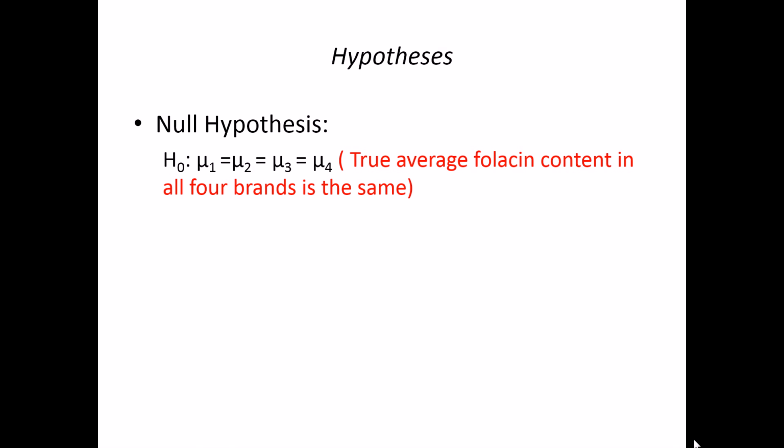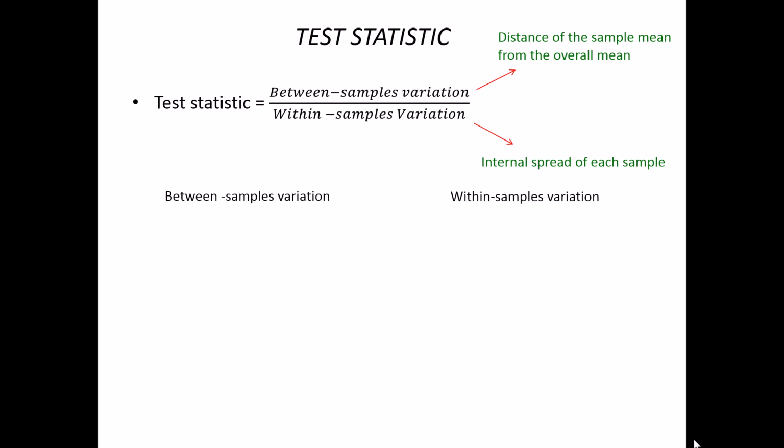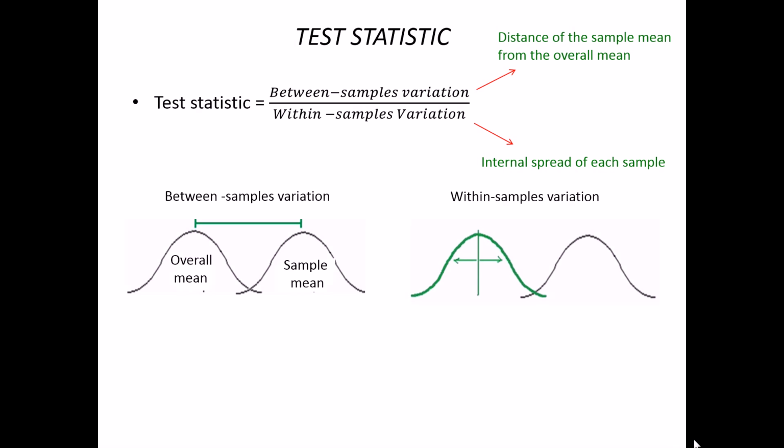Hypothesis. Null hypothesis states that true average folacin content in all 4 brands is the same, and the alternative hypothesis states that folacin content differs at least in one of the brands from another. Test statistic. Here the test statistic is the ratio of between sample variation to within sample variation. In between sample variation, we look for the distance of the sample mean from the overall mean, and in within sample variation, we look for the internal spread of each sample. Therefore, the total sample variation is equal to between sample variation plus within sample variation.